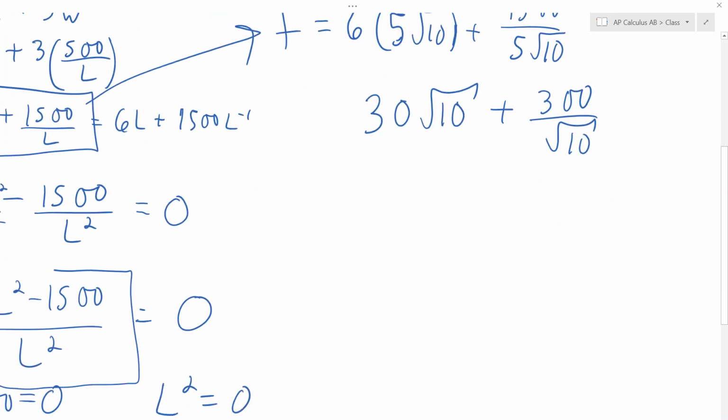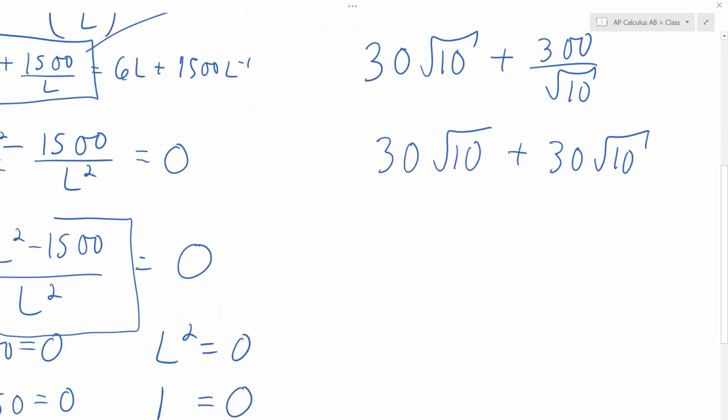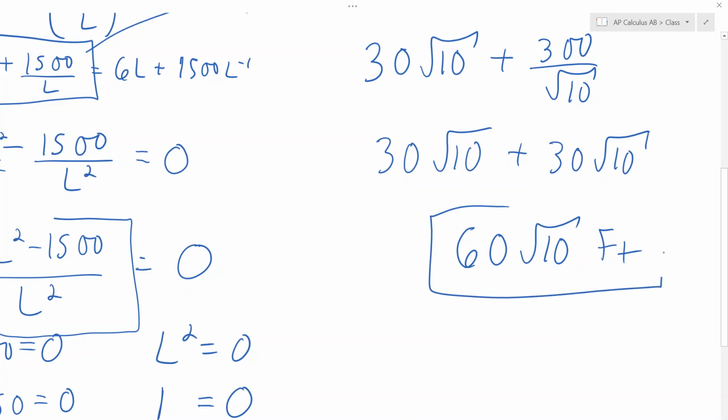And if you rationalize that, look at this. That's 30 root 10 plus 30 root 10. And that is 60 root 10 feet of fence. So if you want to close off all that area, you would need at least 60 root 10 feet of fence to do it.